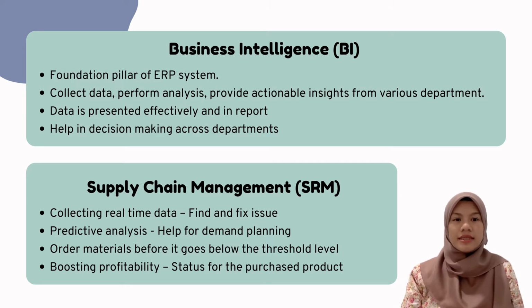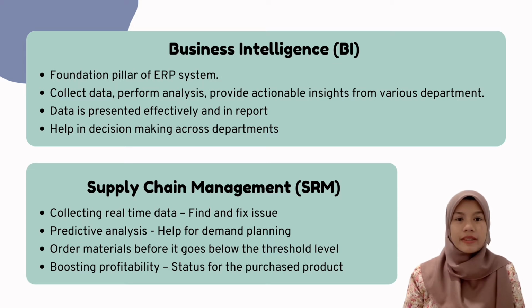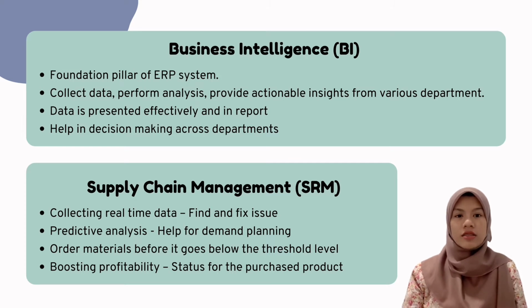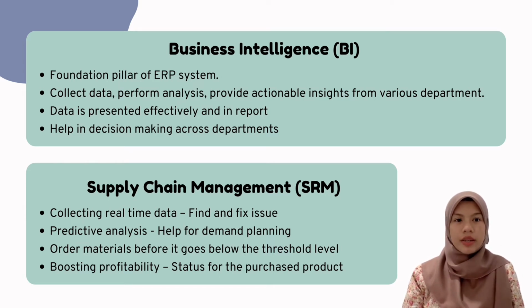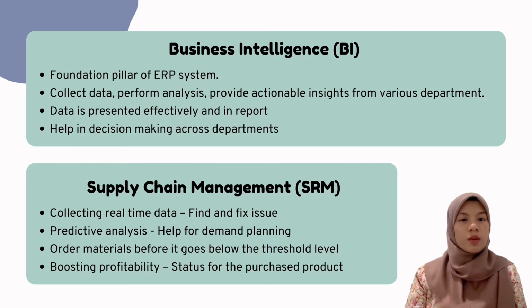The fourth element is supply chain management. The ERP system for this element helps to collect real-time data. The management can find and fix issues when they happen, and it also has predictive analysis that helps production in planning for demand. Another feature is that it can order materials before stock goes below the threshold level, so it ensures that our production facility never runs out of material.